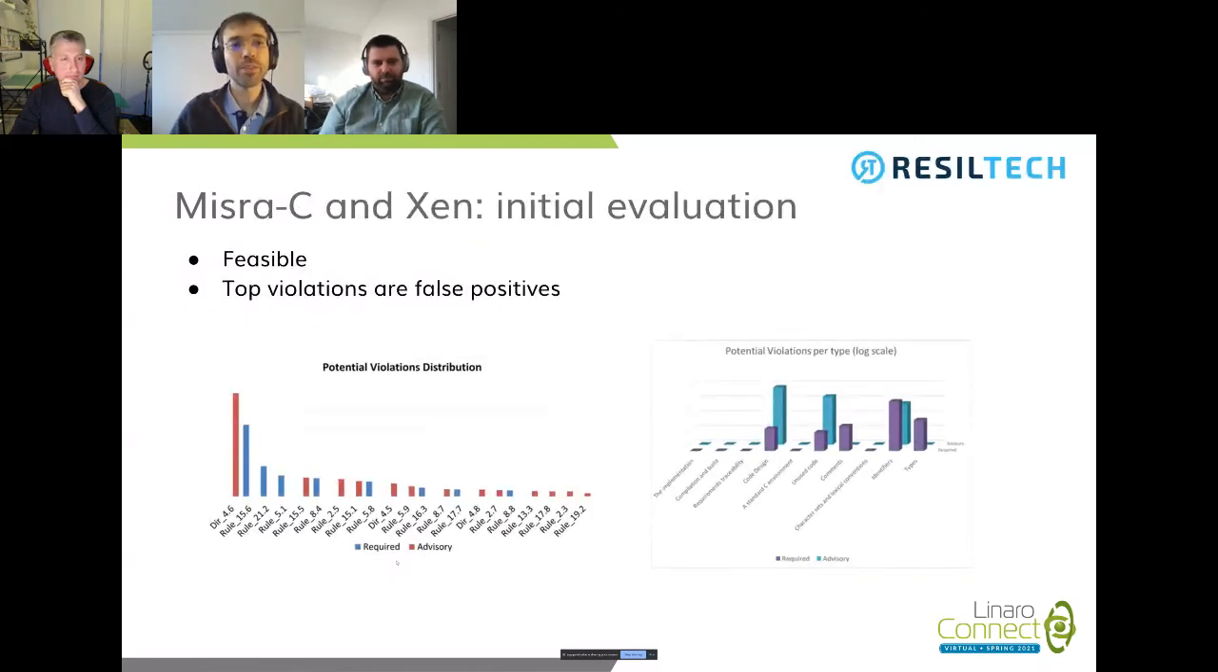In Xen, we have already run a study on feasibility of doing MISRA-C compliance. The latest one was done by Resiltech, and the result is that it's definitely feasible. And if you look at the diagrams below, all the top violations, actually, the 4 or 5 top violations, are all false positives. So if you take those out, the remaining violations are actually not that many. So it's not that far from MISRA-C compatibility already, the code base.